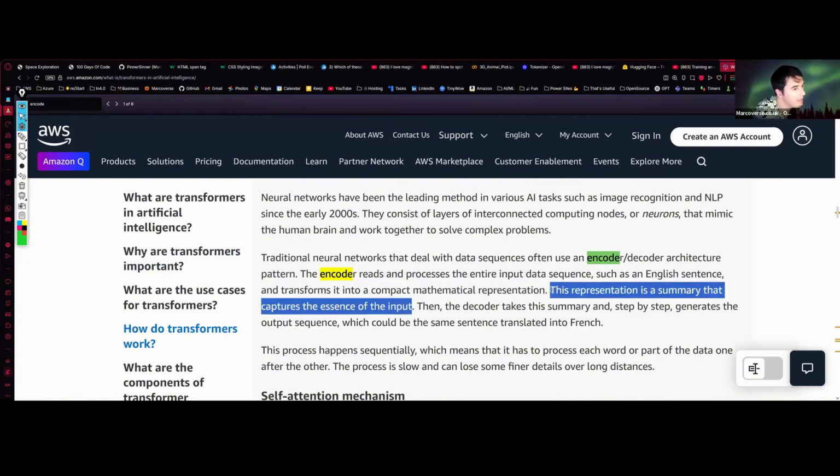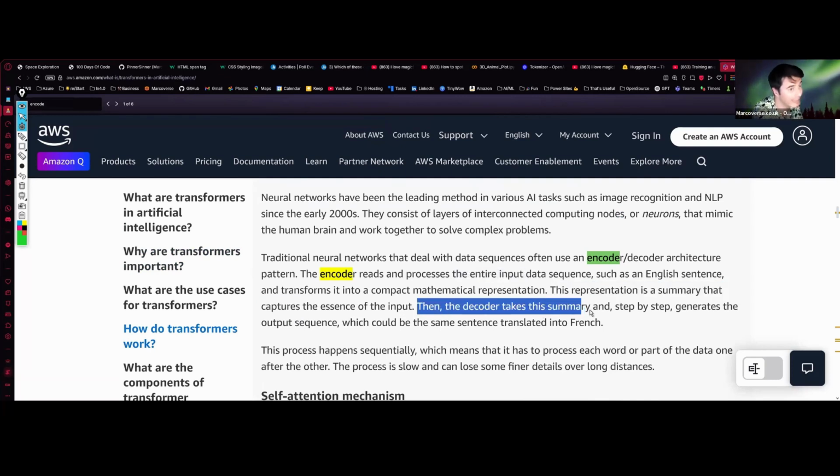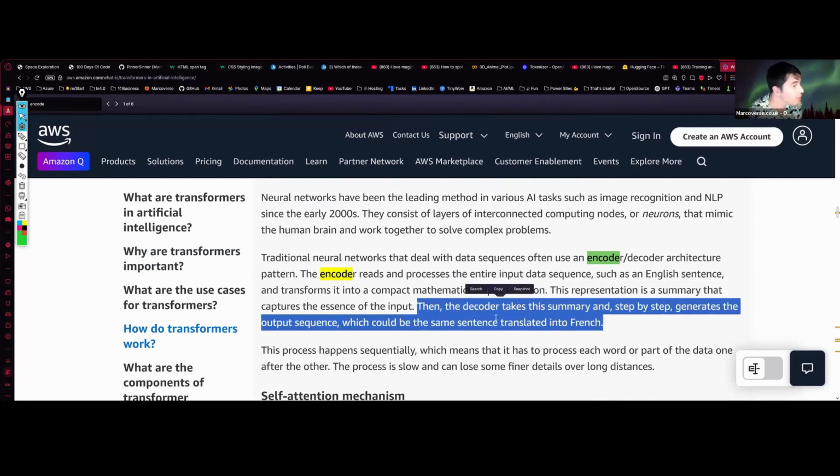I know that's kind of hard. It sounds a bit abstract, but it is that. It literally is this. The decoder takes that summary and step by step generates the output sequence, which could be the same sentence translated into French. The original purpose was as a translator, that's what the architecture was initially, but it soon became something else.